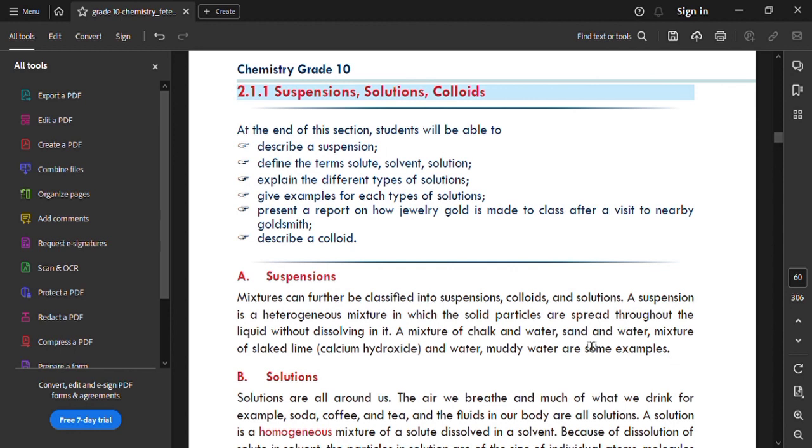Examples: a mixture of chalk and water, sand and water, a mixture of lime or calcium oxide and water, muddy water are some examples. So suspension means it is a heterogeneous mixture and the particles of that mixture settle down. So the other one is solutions.